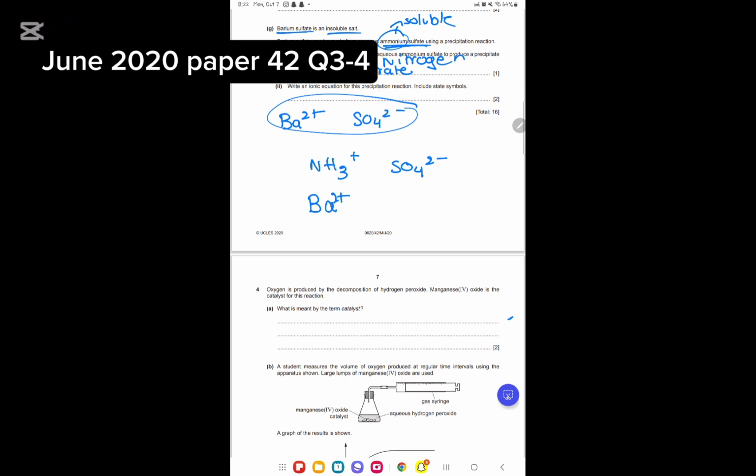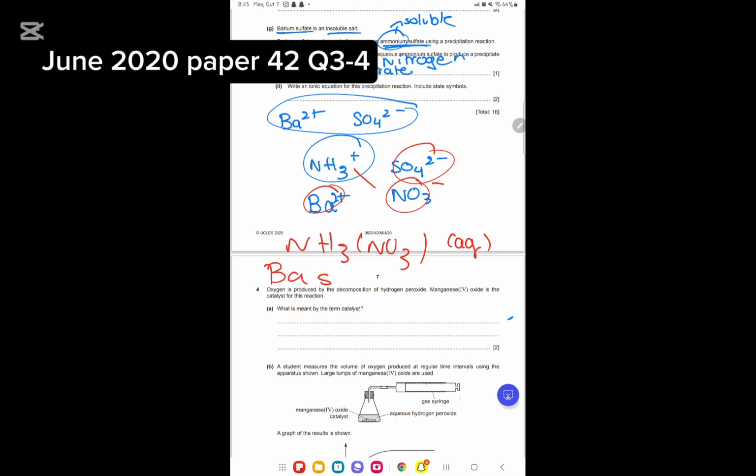So they said barium nitrate, we can put NO3. Because we have NH4+, anything with NH4+ will be soluble. So these two will be forming an aqueous solution, which is NH4NO3, and then the Ba2+ and SO4 2- will form BaSO4 solid. It is a precipitate.